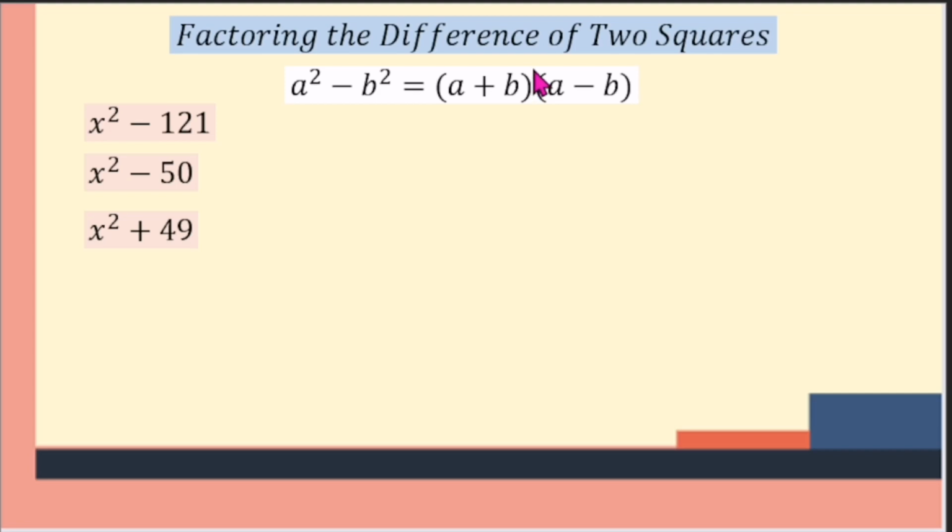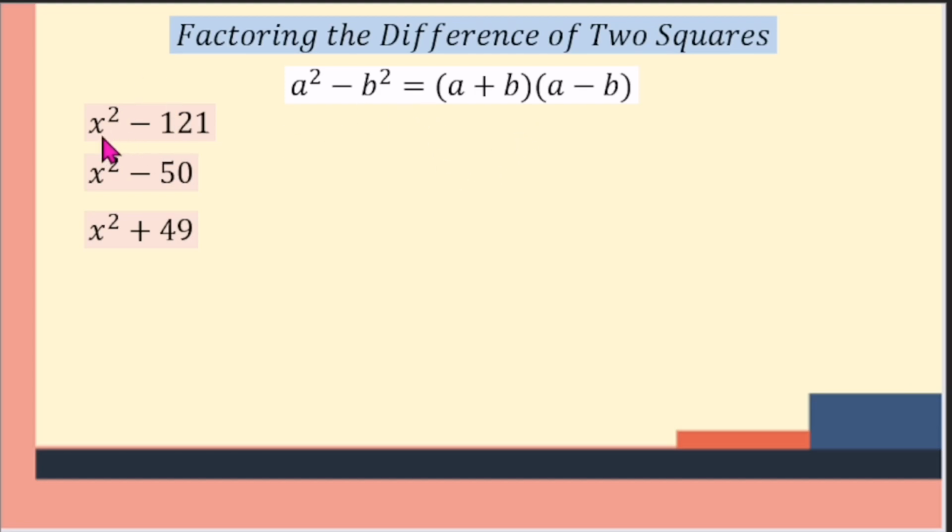The factors of the difference of two squares can be obtained by multiplying the sum and difference of the square root of A and the square root of B. So, ang magiging pattern natin, that is A plus B, multiply it by A minus B. But first, we need to check kung difference of two squares nga ba siya.